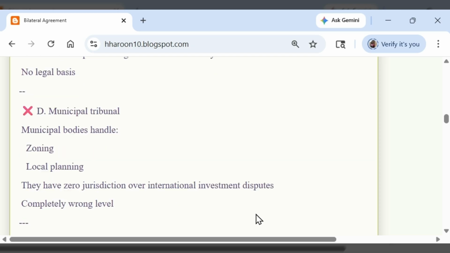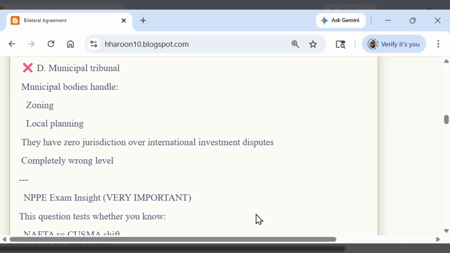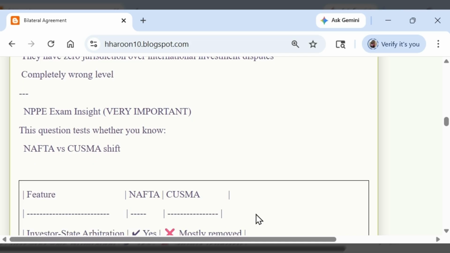D, municipal tribunal: municipal bodies handle zoning and local planning. They have zero jurisdiction over international investment disputes. Completely wrong level. NPPE exam insight.